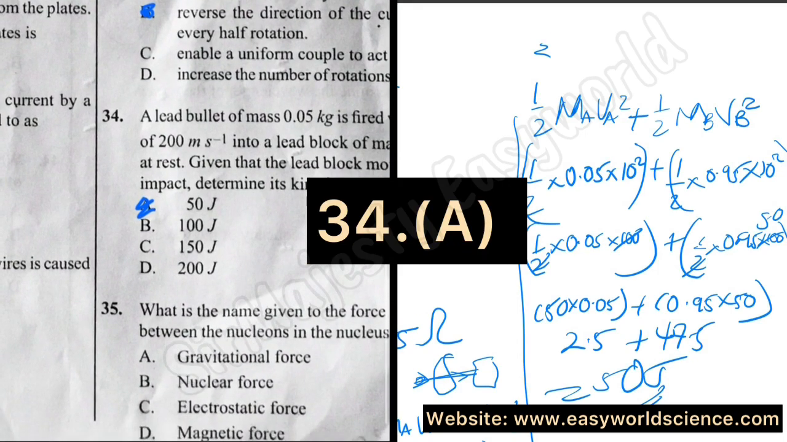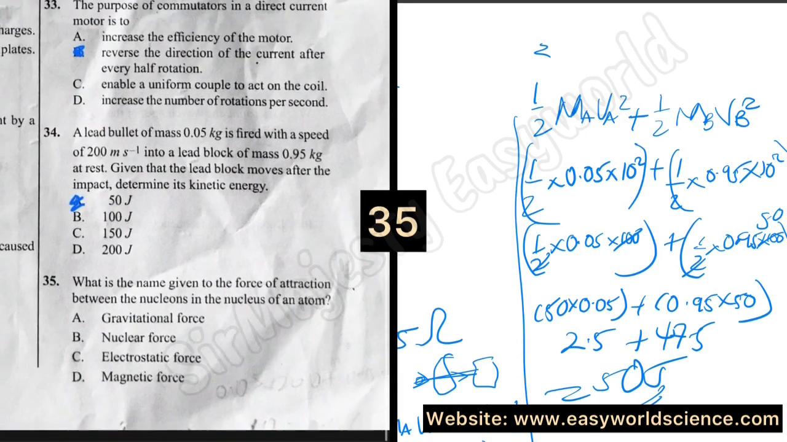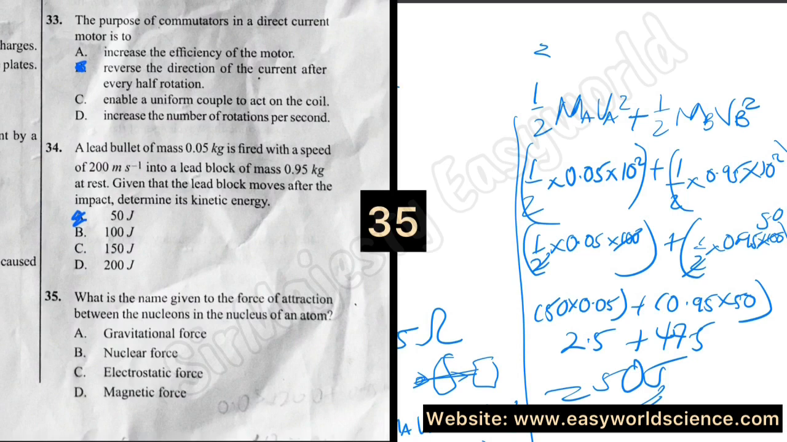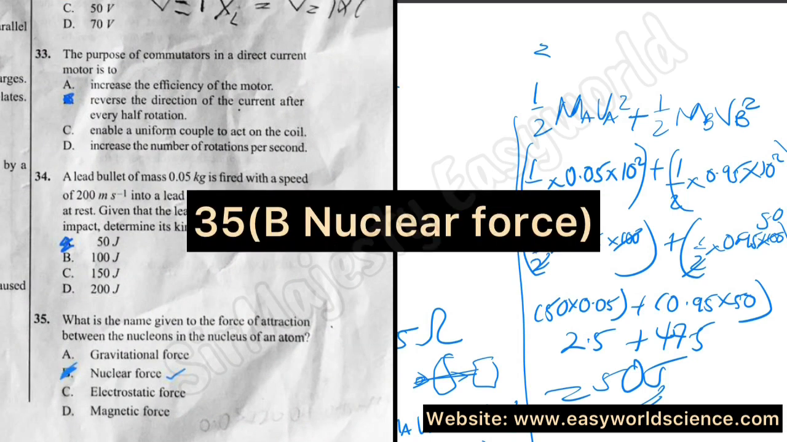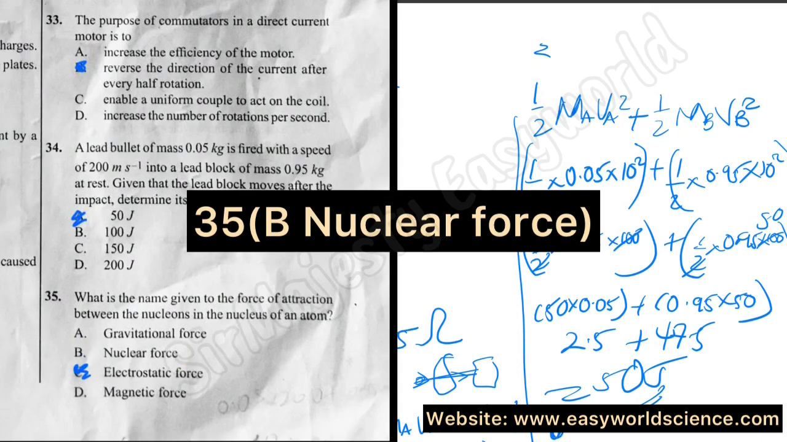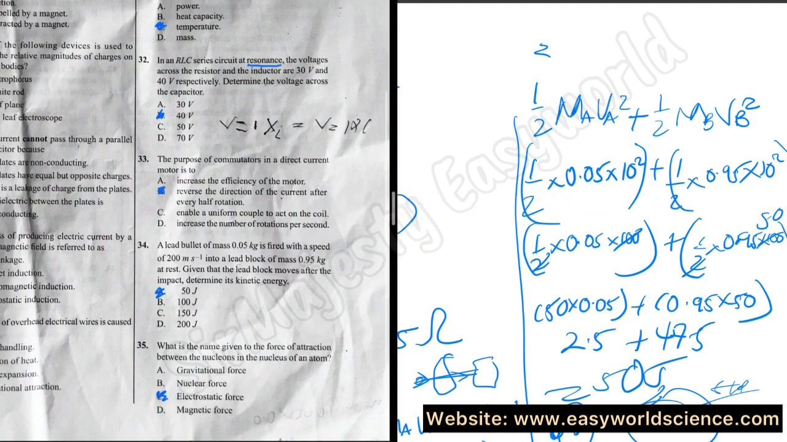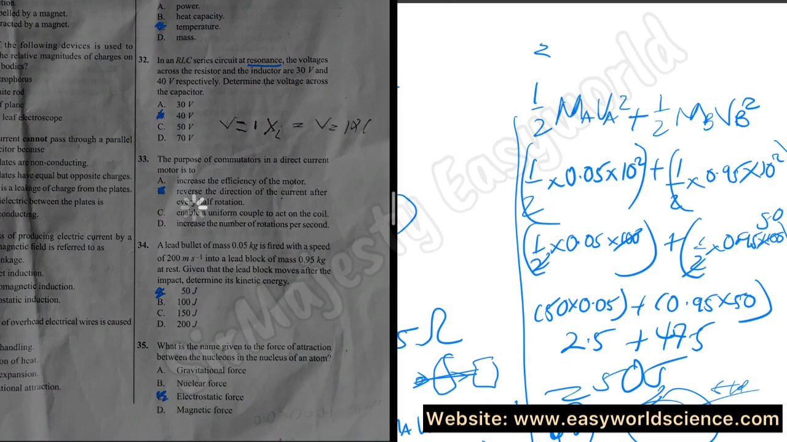Then the next question is, what's the name given to the force between the nucleons in the nucleus of an atom? The correct answer to this question is nuclear force, option B. This is the force holding the protons and the neutrons in the nucleus. Only protons are charged, neutrons don't have charge. But electrostatic force is the force of attraction or repulsion between charged particles. The two particles must be charged, like the force holding electron and proton is electrostatic. So let's move on to the next question.